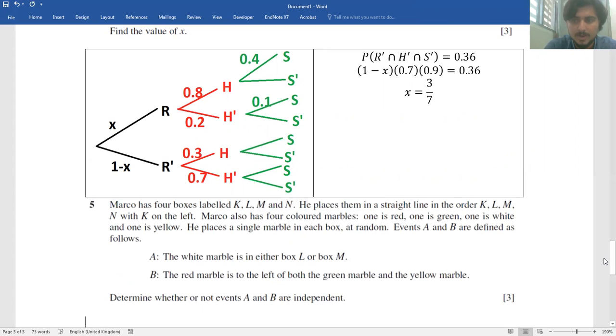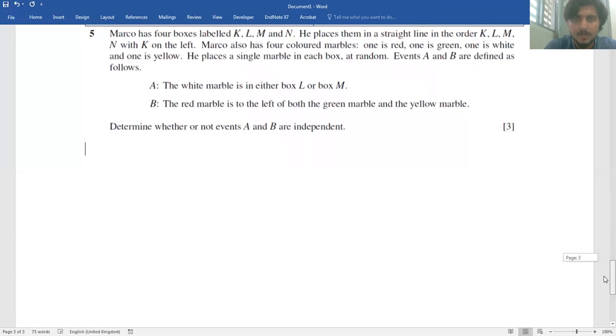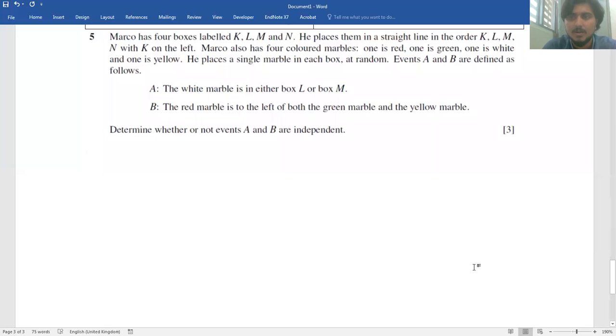Marco has four boxes labeled K, L, M, and N. He places them in a straight line in the order K, L, M, N with K on the left.